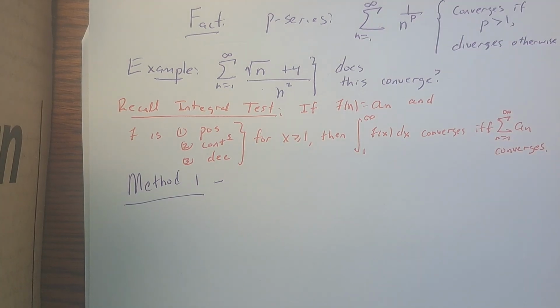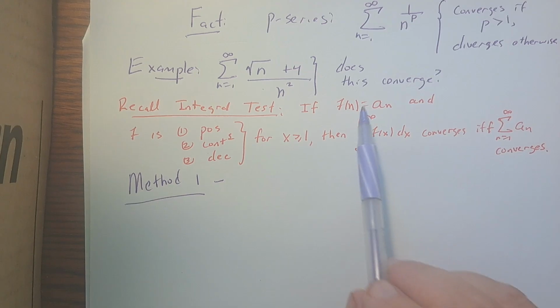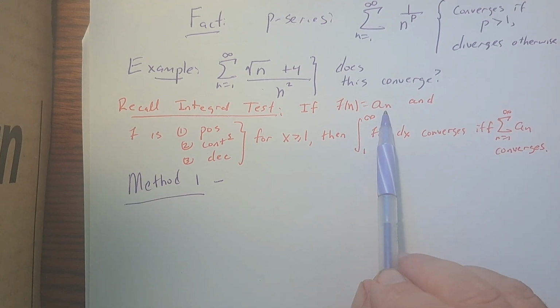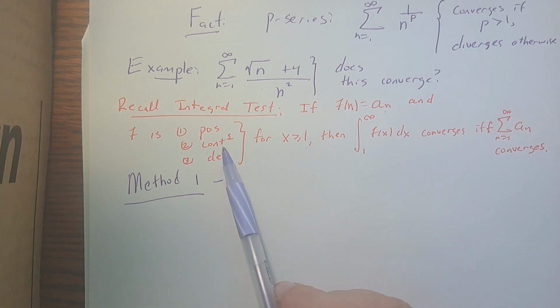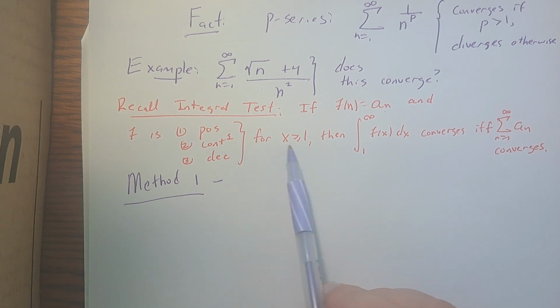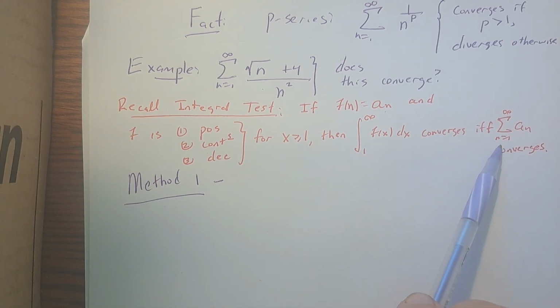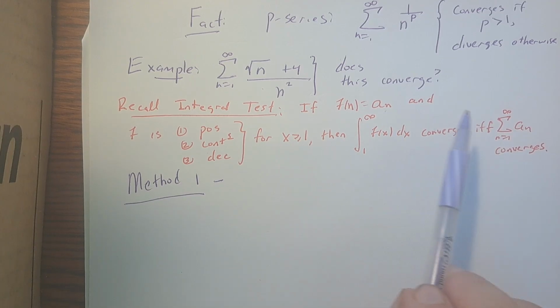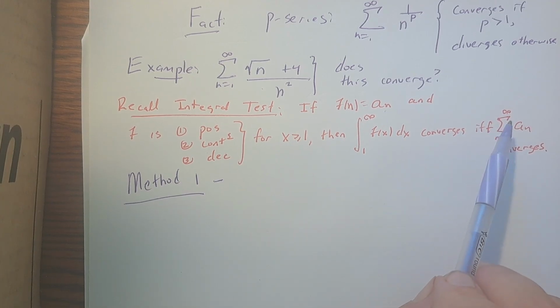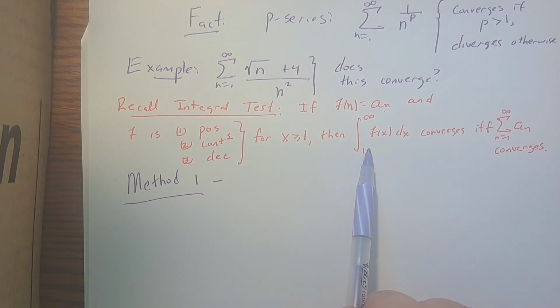Okay, to remind you what the integral test says: if you make up a function whose heights agree with the terms in the series, and that function is positive, continuous, and decreasing for x greater than or equal to 1, then the integral converges if and only if the series converges. So you can decide the convergence of the series based on the convergence of the integral.